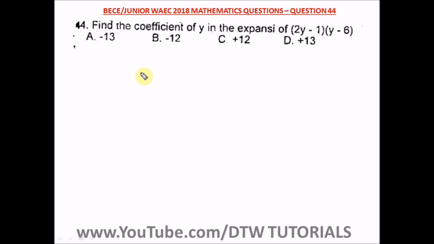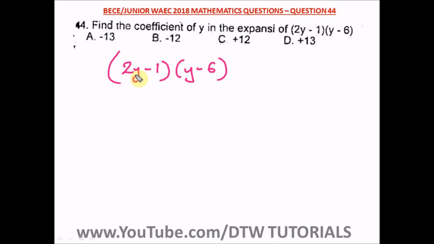Question 44 of the BECE Junior WAEC 2018 Mathematics Past Question. That's your OBJ question 44. It says find the coefficient of y in the expansion of this. Okay, so you have 2y minus 1 bracket y minus 6. Okay, in the expansion, so we have to open our brackets.